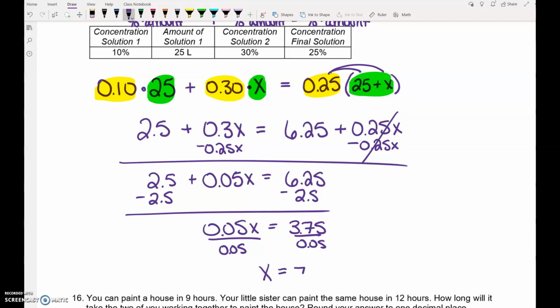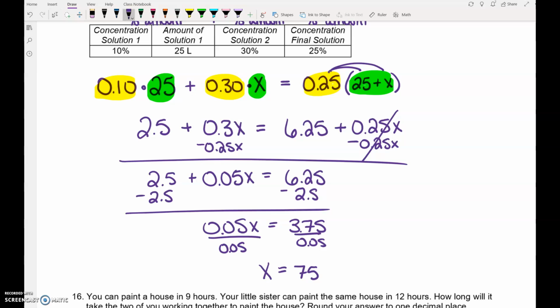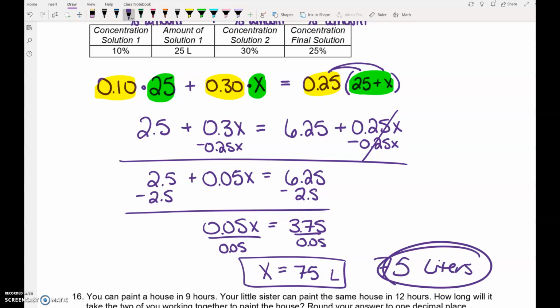And then we get x equals 75. So the units are liters. We're going to add 75 liters. Don't forget on your final answer to use that label, 75 liters.